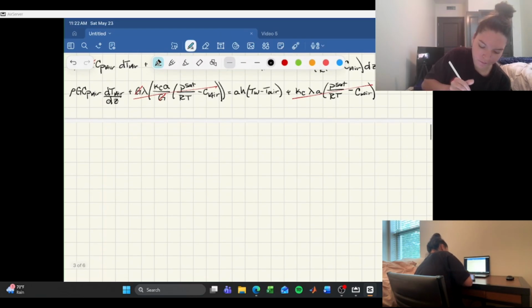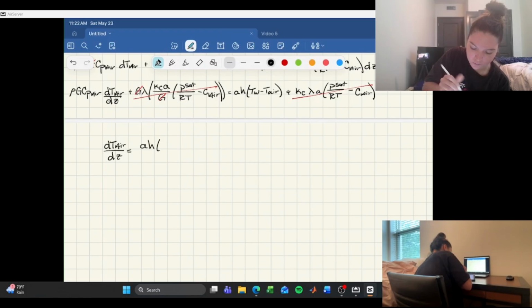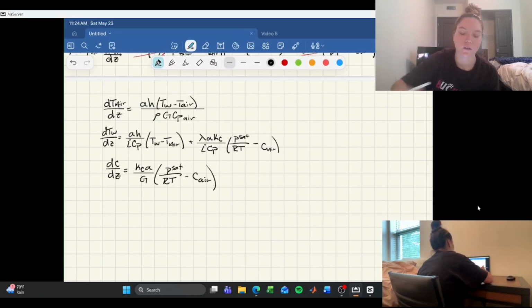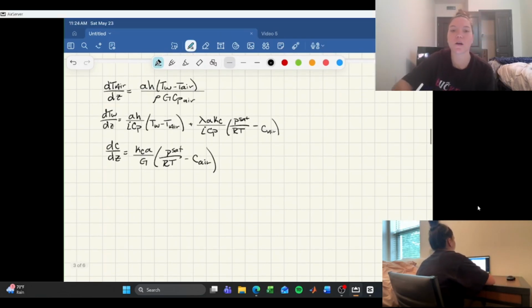So we're going to be left with the change in temperature of the air with respect to position is going to be equal to the packing times the heat transfer constant times temperature of the water minus temperature of the air, divided by the density times the volumetric flow rate of air times the heat capacity of air. So here are all the equations that we just derived, and now we're going to go solve this in Excel.